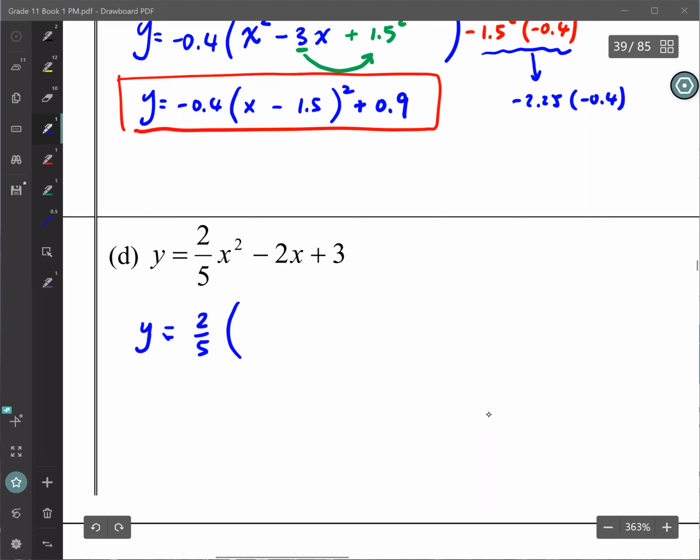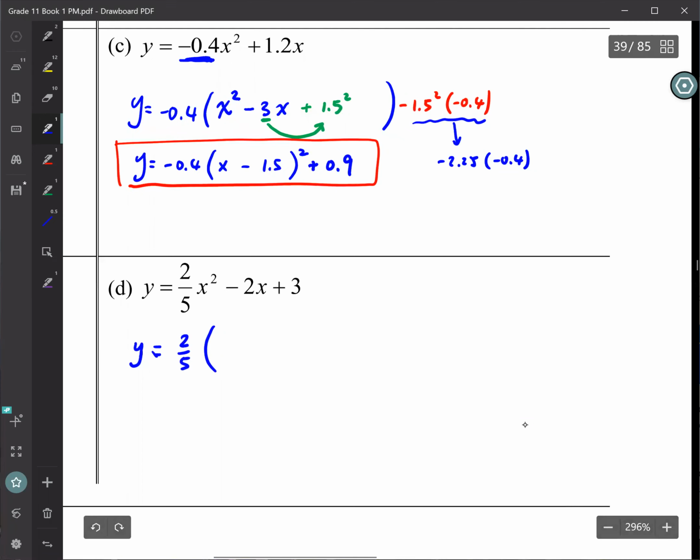Raise your hand when you finished. Okay, last question. If you can do this one, it should be okay for the homework.